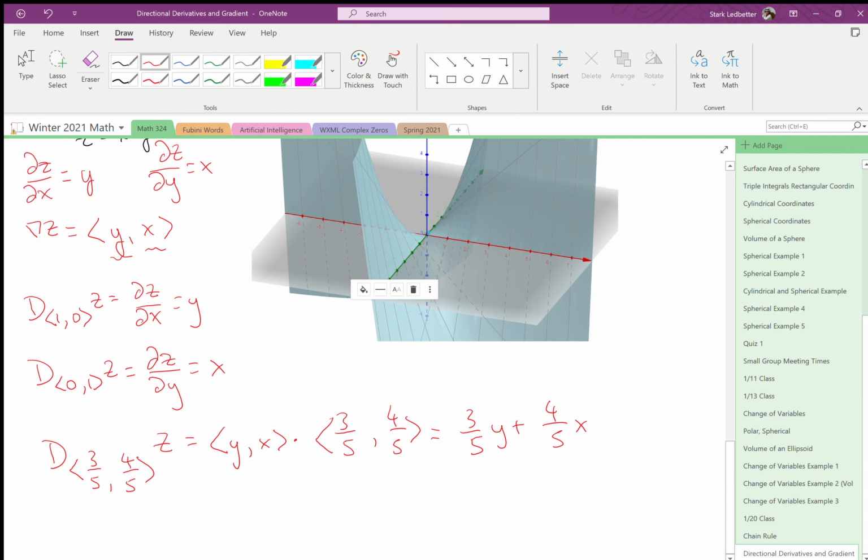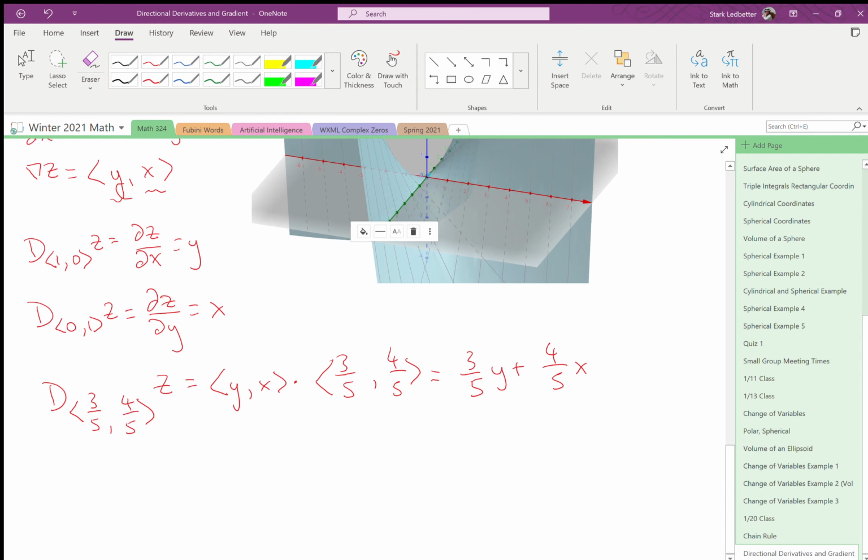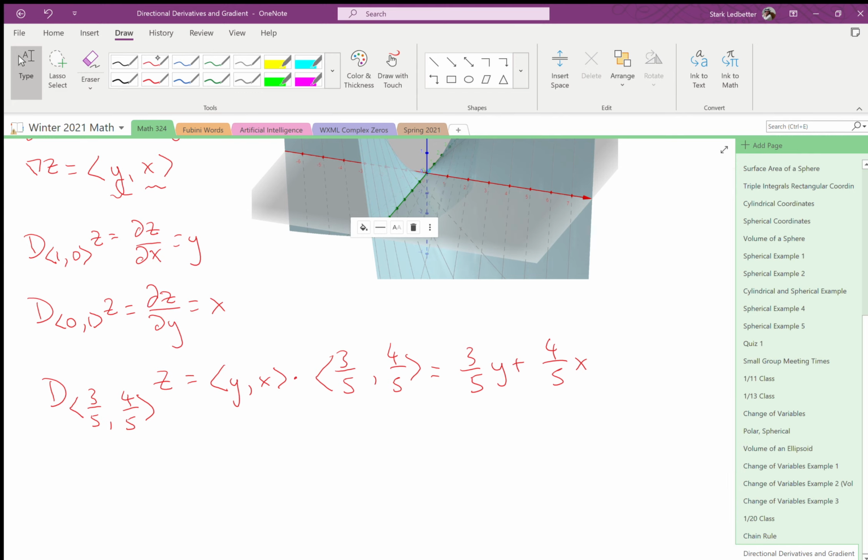What does that mean? That almost makes me want to graph a plane, but that's not actually helpful here. So this means at any point x comma y, if I try to walk in the direction 3/5 comma 4/5, then this is the steepness I'm going to encounter. So it's not very useful as a general function. It's more useful at a point. So what's more useful is the directional derivative of 3/5 comma 4/5 of z evaluated at the point 1 comma 2.